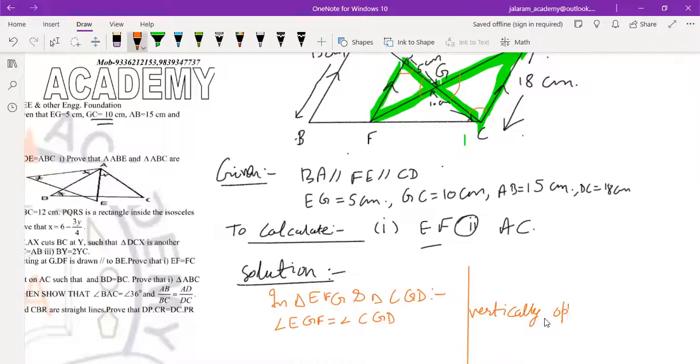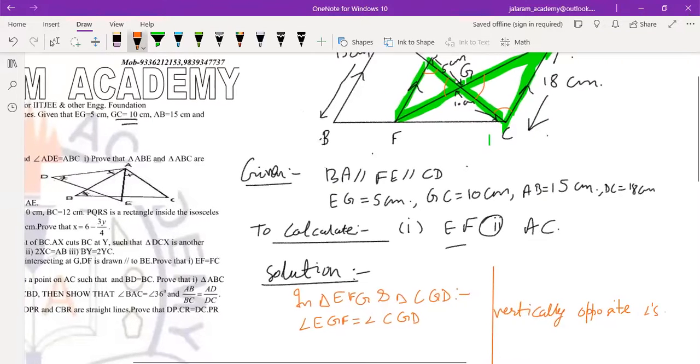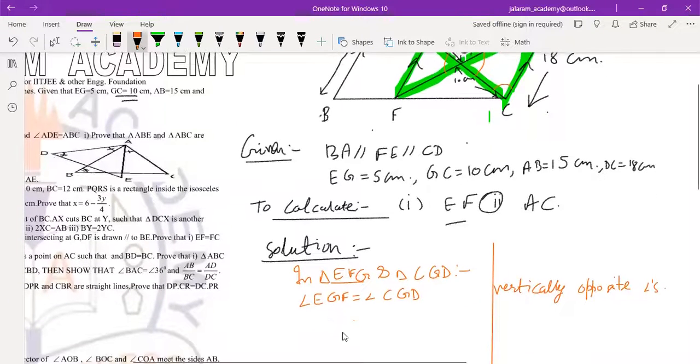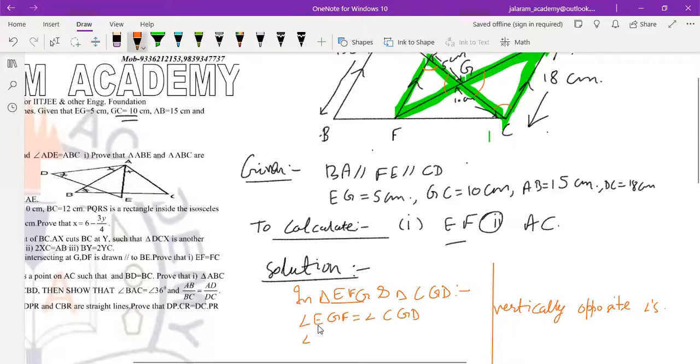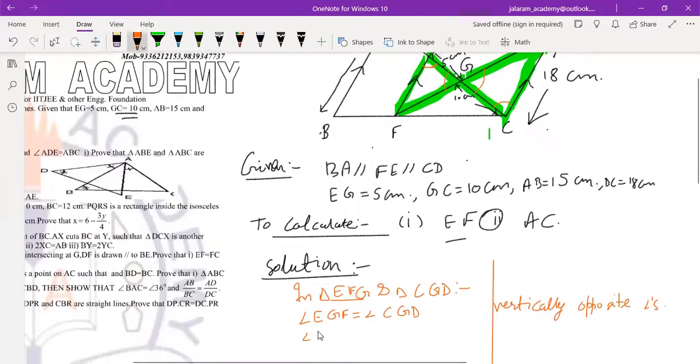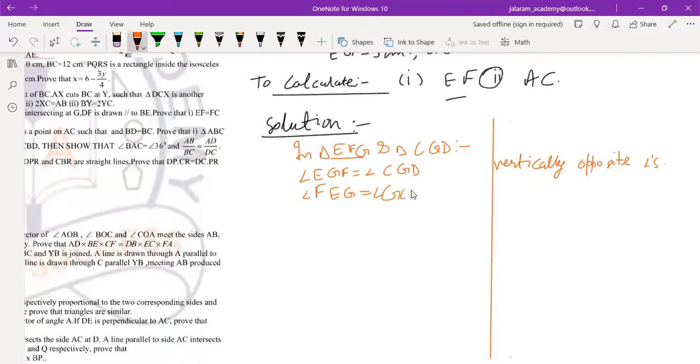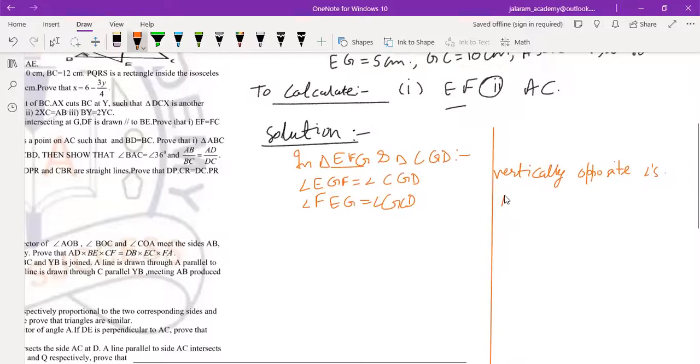So it is vertically opposite angles. The next angle is angle FEG. Name the angle of that triangle first, which you have written first. Angle FEG equals to angle GCD. We already have discussed this. And the reason is alternate interior angles.